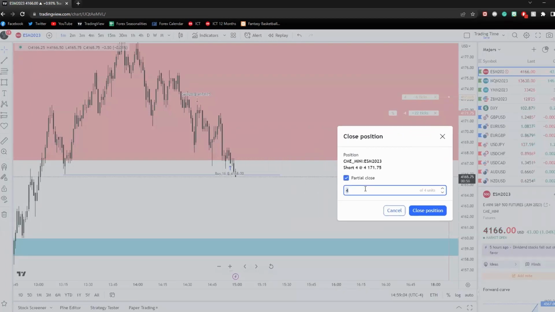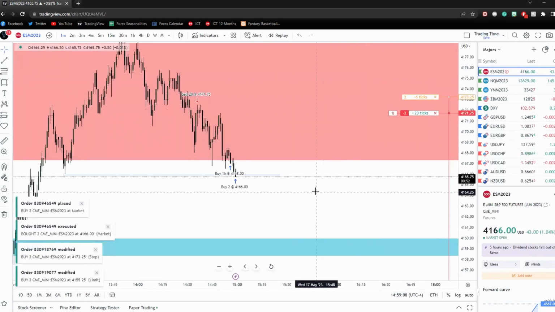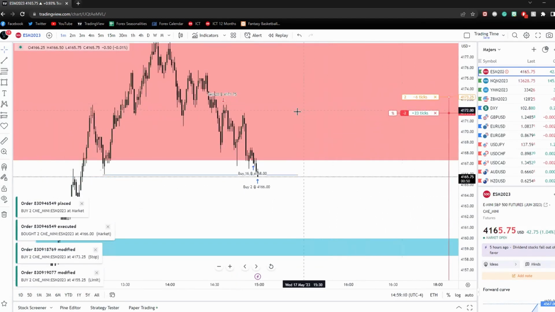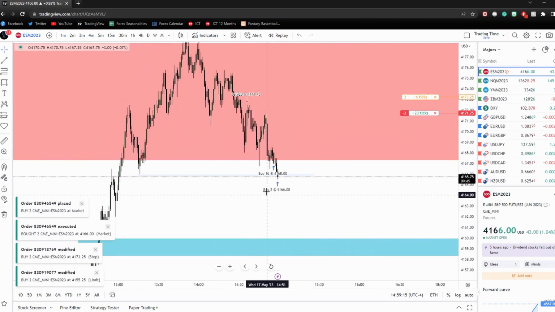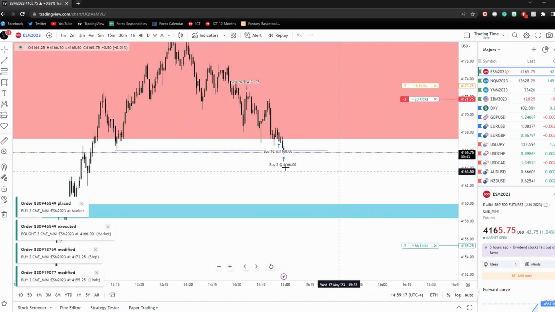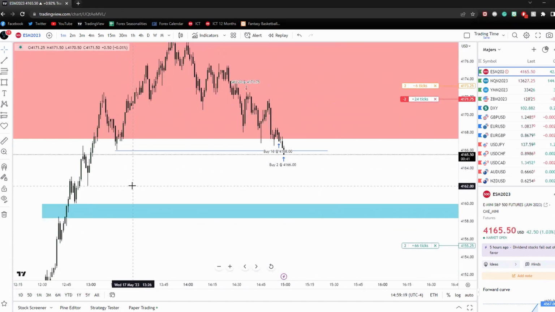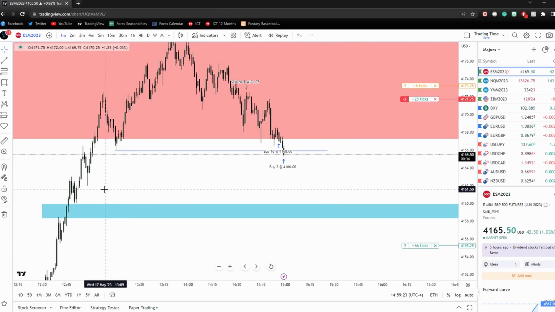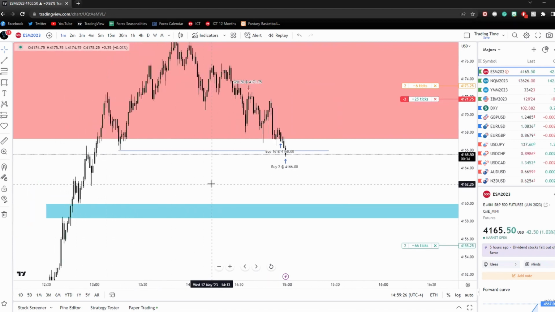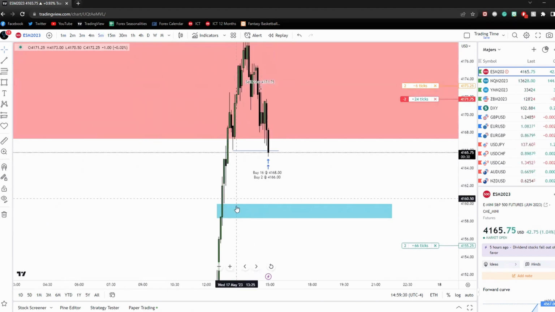Let's do partial of, let's do 2. There you go, boom. Take 2 more out there. And then next one will be here, or maybe here. Okay, solid. Move lower. Yes, nice. So there's that 5-minute imbalance that maybe you can reach down towards. It is trading down into this bearish candle here, right?